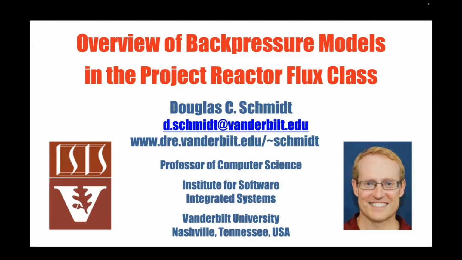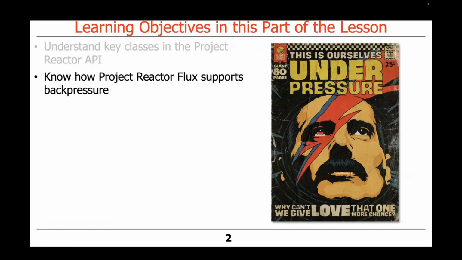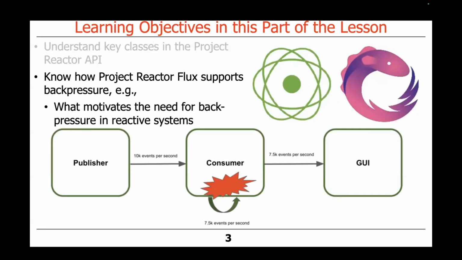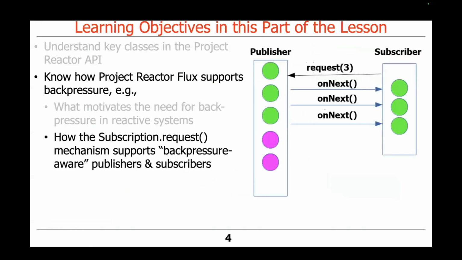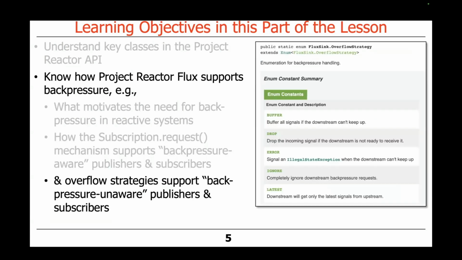So we're now going to talk about the backpressure models that Project Reactor's Flux class provides. I'll talk here first about why we need to have backpressure in reactive systems. I'm then going to talk about how there's a method on a subscription called request that allows backpressure-aware publishers and subscribers to bound the amount of data that's sent between them. And then we're also going to talk about something called overflow strategies that allow backpressure-unaware publishers and subscribers to utilize the resources appropriately given the task at hand.